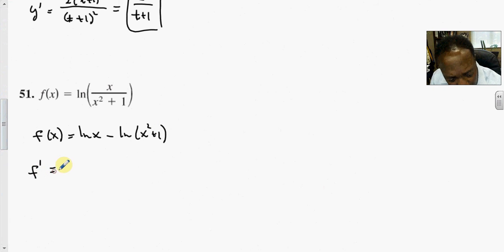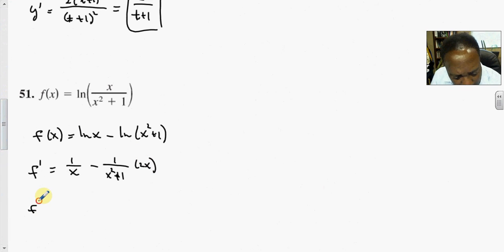So f prime is the derivative of the natural log of x, just 1 over x, minus 1 over the term times the derivative of the term, right? So 1 over x squared plus 1 times the derivative of x squared plus 1, which is just 2x. So here, f prime of x is 1 over x, sorry for my shorthand notation, minus 2x over x squared plus 1. Now we combine these two fractions.